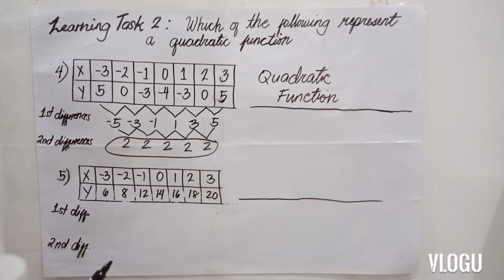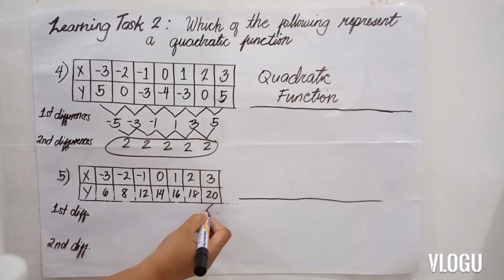So para malaman natin kung this is a quadratic function, we need to find the differences of the values of y. So let's find out if this is equal. So we have 20 minus 18, it will give us 2.